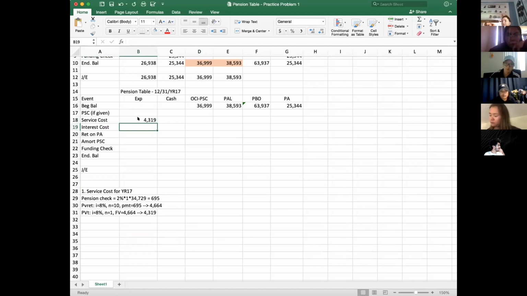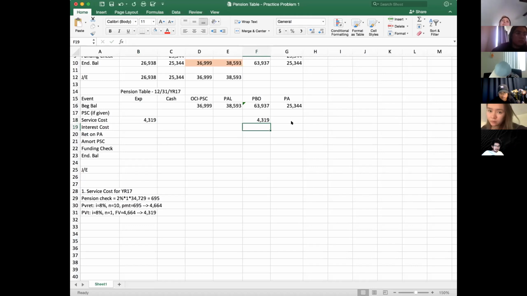Service cost increases pension expense, and what else does it increase? PBO, awesome. So 4319. Good. Pension expense debited for 4319, PBO credited for 4319. Moving on to interest cost.